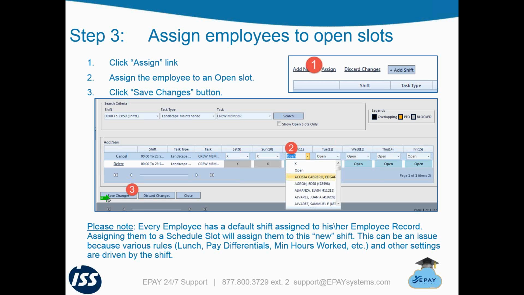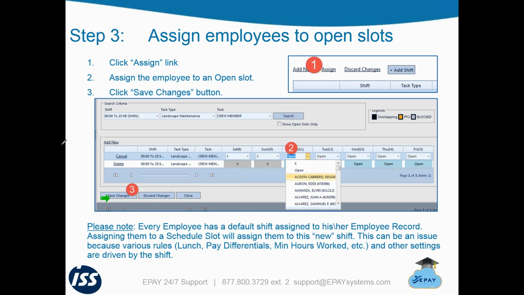So step 2, you pick the employee, and lastly, you're going to say Save Changes. Once you click Save Changes, once again, make sure you get that little message that you successfully did that, and then proceed from there. Now, one of the reasons why this is optional is because of the little note down here at the bottom of the window.